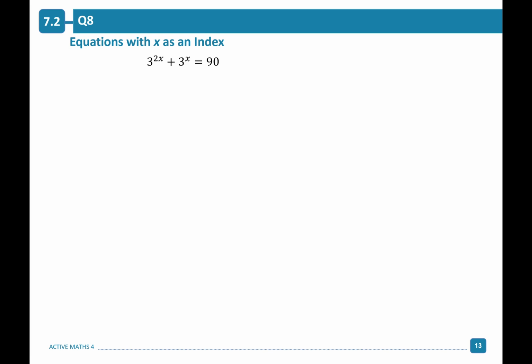So we have 3 to the power of 2x plus 3 to the power of x is equal to 90. You are solving these as a quadratic equation. The first thing you need to do is bring all of your terms to one side of your equation. So this will give me 3 to the power of 2x plus 3 to the power of x minus 90.